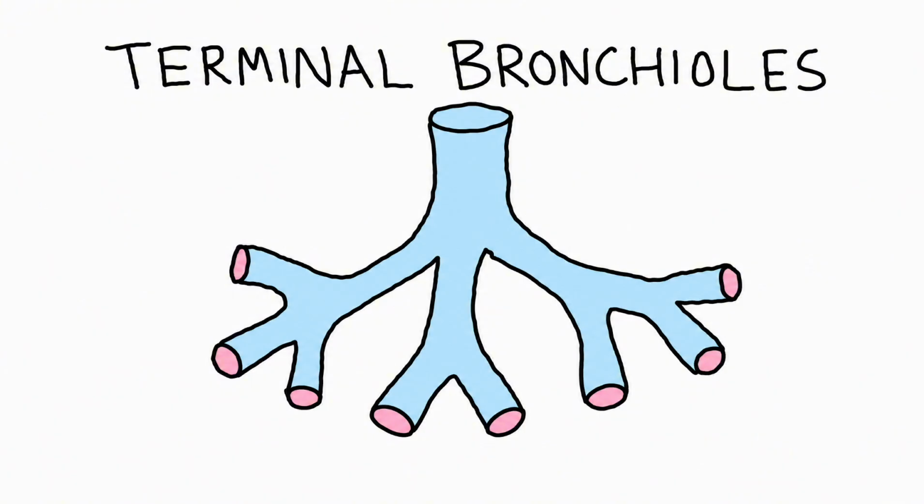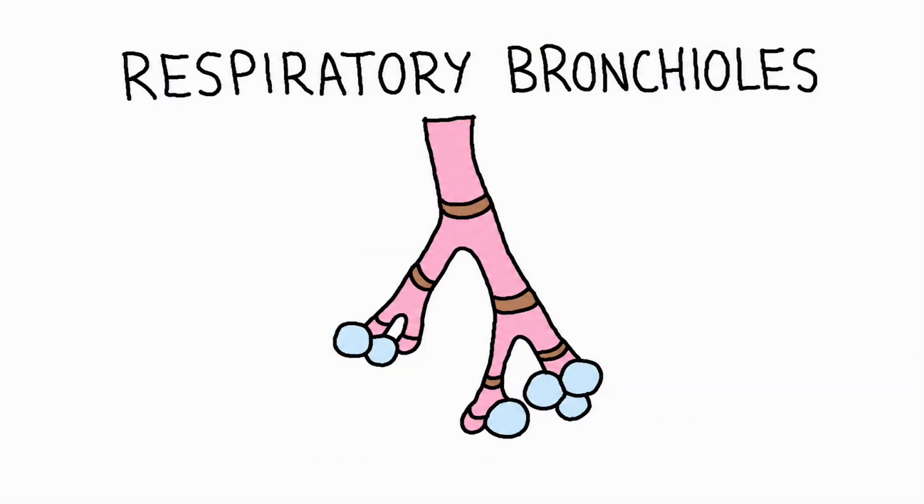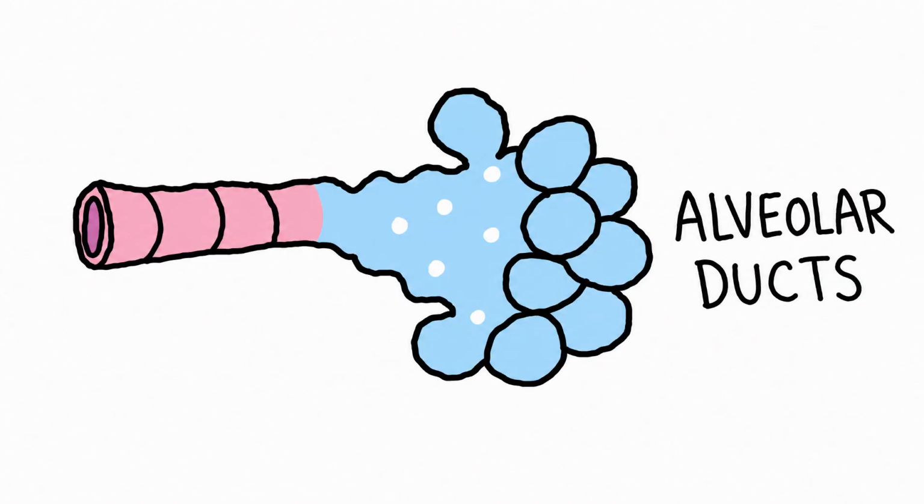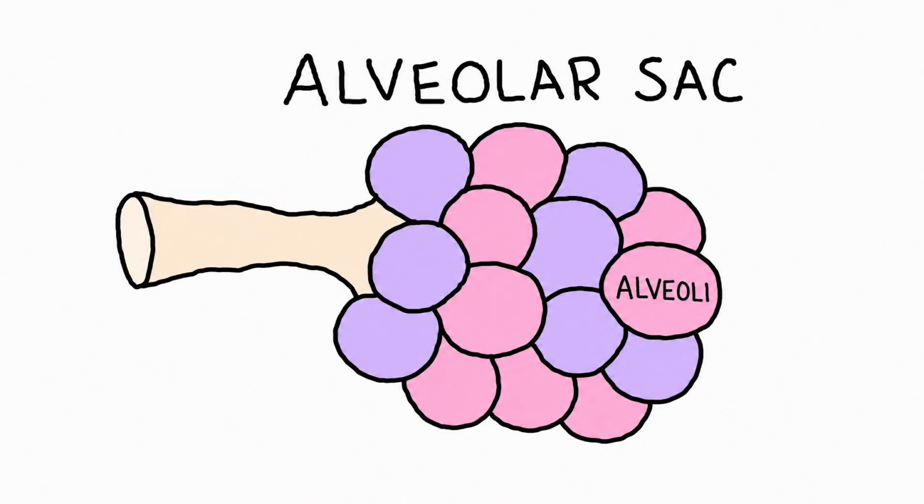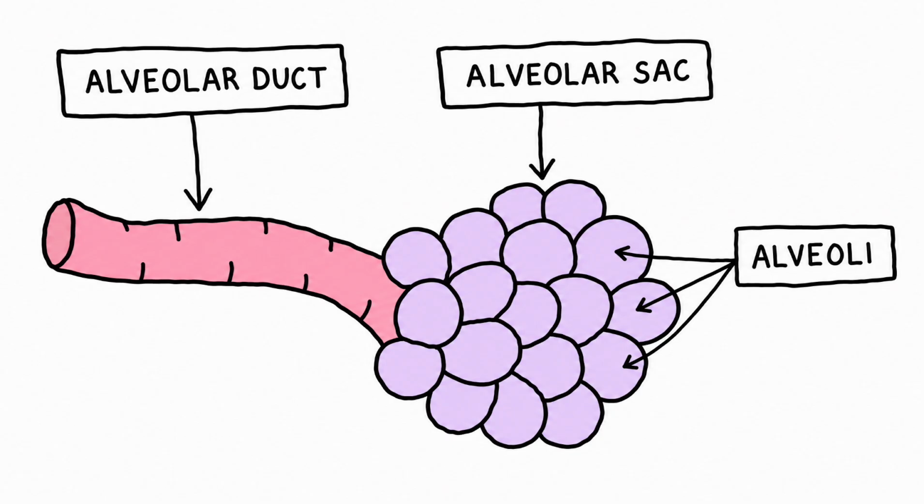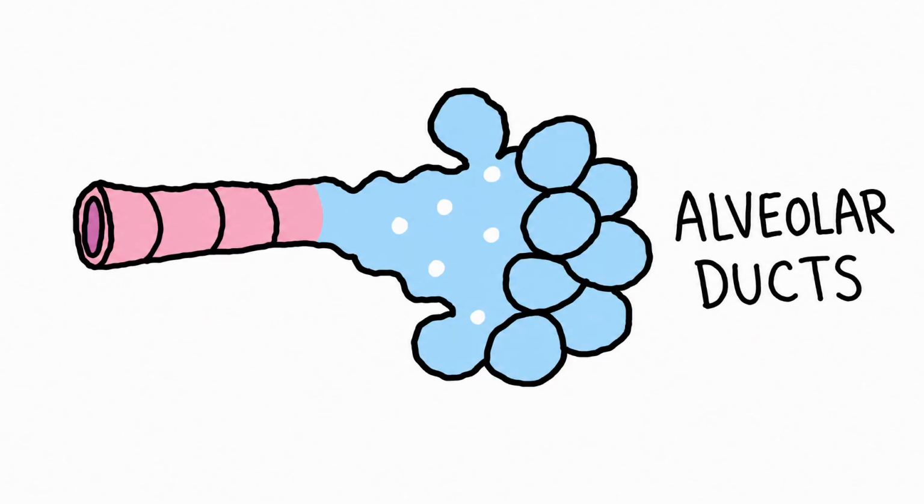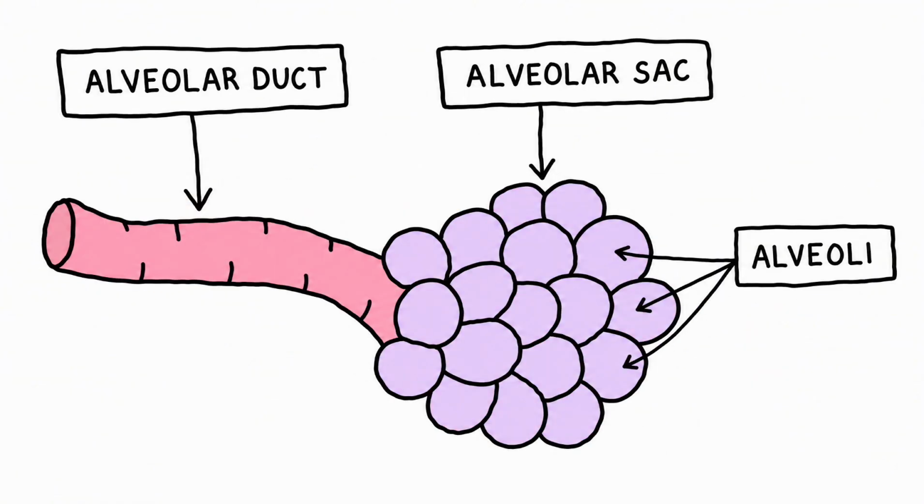And then from the terminal bronchioles, you'll get the respiratory bronchioles. From the respiratory bronchioles, you'll get the alveolar ducts. And from the alveolar ducts, you'll get the alveolar sacs. And then from the alveolar sacs, you actually get each individual alveoli. Okay. So here you would see the alveolar duct, the alveolar sac, and then each individual alveoli.